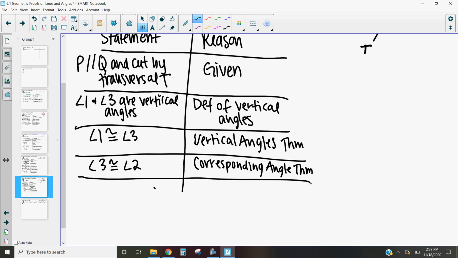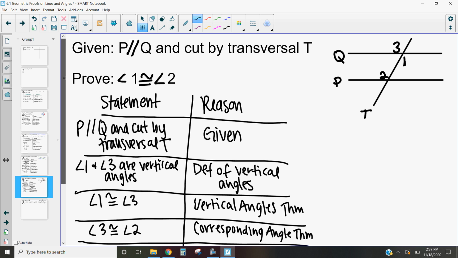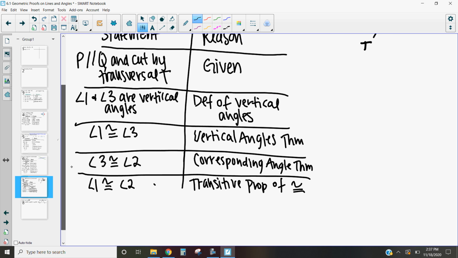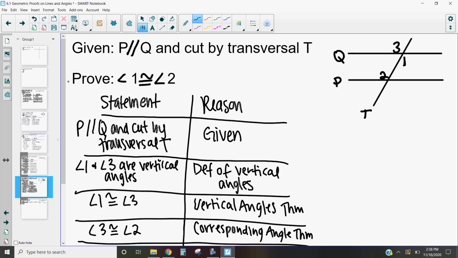Therefore, if angle 1 is congruent to angle 3 and angle 3 is congruent to angle 2, then angle 1 is congruent to angle 2 by the transitive property of congruence. So the transitive property of congruence tells us that if A is congruent to B and B is congruent to C, then A is congruent to C. So in this case, if 1 is congruent to 3 and 3 is congruent to 2, then 1 is congruent to 2. And so that's so awesome that we were just able to prove that alternate interior angles are congruent based on the definition of vertical angles and using the corresponding angles theorem.